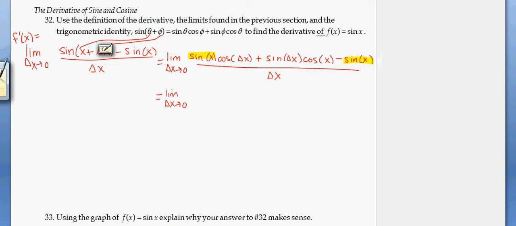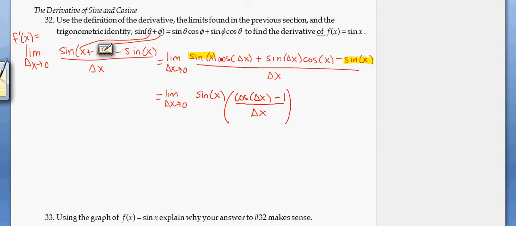So what I'd like to do, let me go back to my ballpoint pen, is I want to factor the sine of x out of those two terms. So out of this term, I'm still left with a cosine of delta x. And out of this term, I'm just left with a negative 1. And both of those terms are still over a delta x, right?